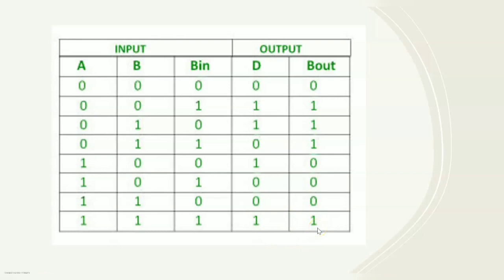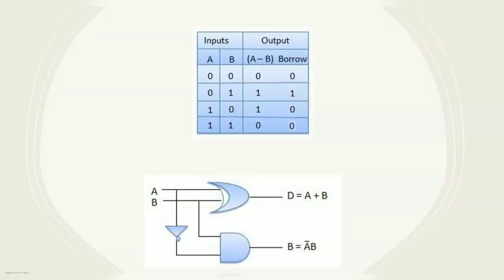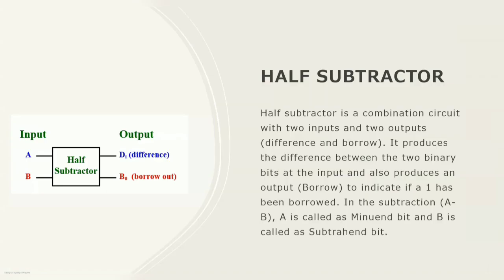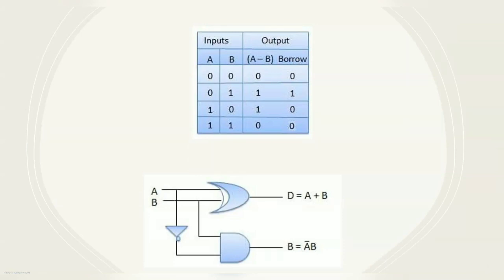Likewise, you will perform the operations with all the input combinations in the truth table. And while performing the operations, you have to remember these rules. I'll show you the rules. These rules you have to obey. 0 minus 0: the result is 0 and borrow is 0. 0 minus 1: the result is 1, borrow is 1. 1 minus 0: difference is 1, borrow is 0.